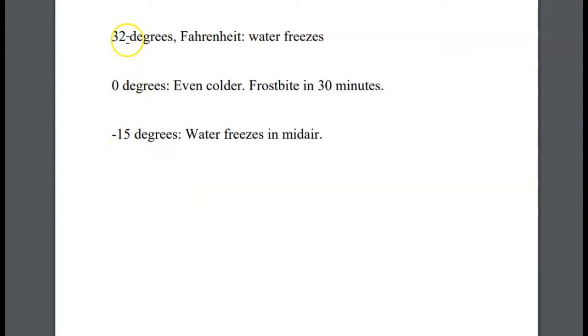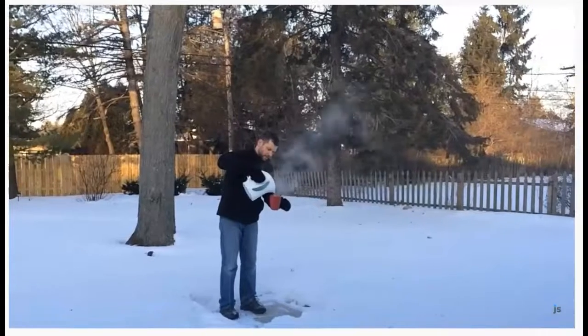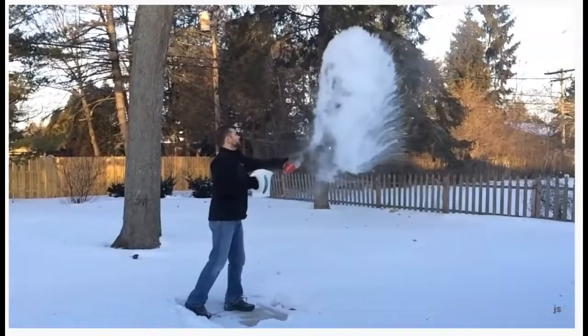So 32 degrees is cold, 0 degrees is colder. Negative 15 degrees, that's even colder. That's 15 degrees colder than 0. Let's take a look and see what happens at that temperature. So here's what happens at negative 15 degrees.